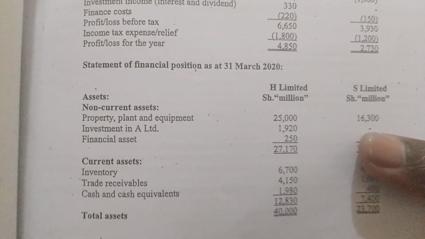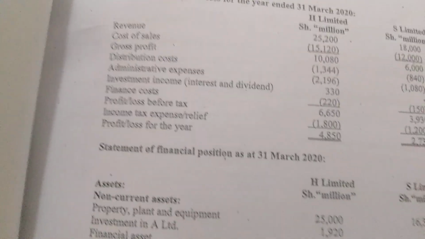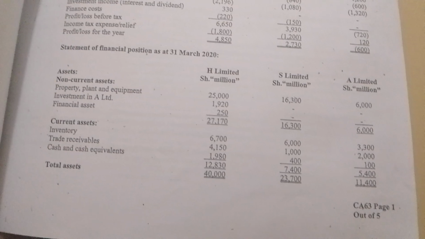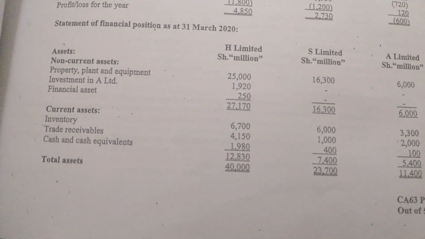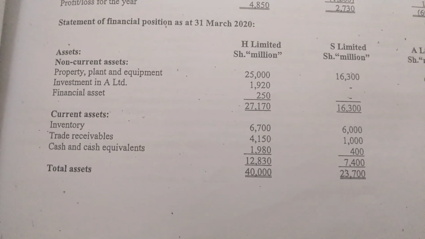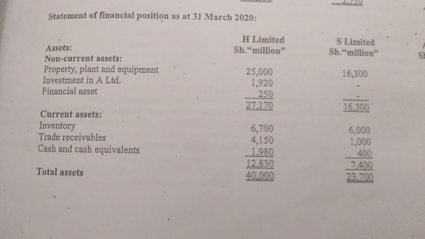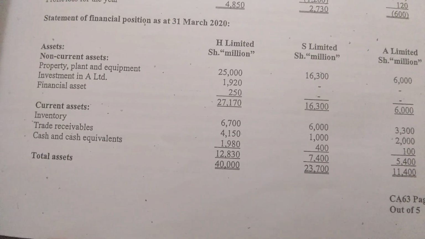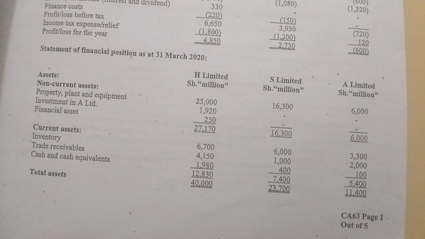And then we are given the statement of financial position. The statement of financial position is presented as at 1st March 2020. Non-current assets, property, plant and equipment, investment in A Limited, financial assets, inventory, trade receivables, cash and cash equivalents.